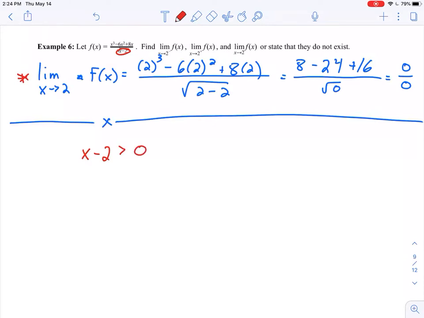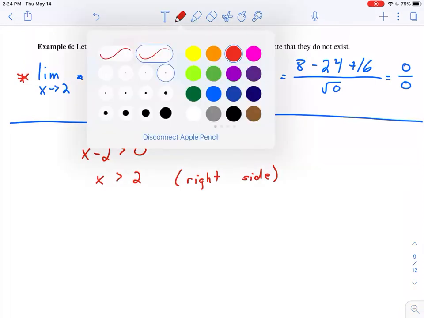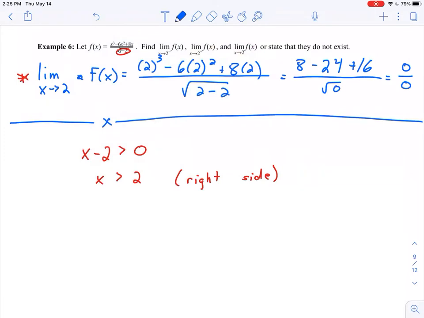And I have this little inequality that I can solve now. So here I have x is greater than 2 if I add 2 to both sides. So here we're really talking about the right-hand side of 2. So that's where it's positive. So what does that mean? Let's talk about the other side first, and then we'll come back and talk about the right side here.